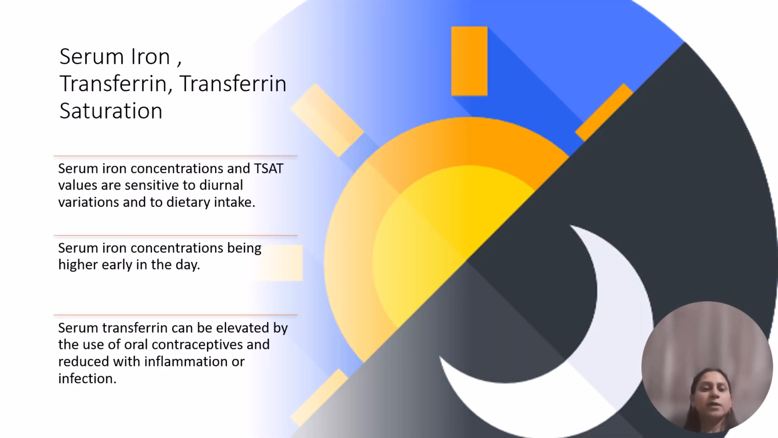Coming to serum iron, transferrin, and transferrin saturation, these are sensitive to diurnal variations and to dietary intake. The levels are much higher during the early morning because the hepcidin levels are low, as I already mentioned. Serum transferrin can be elevated by the use of OCPs, and it is reduced with inflammation or infection.